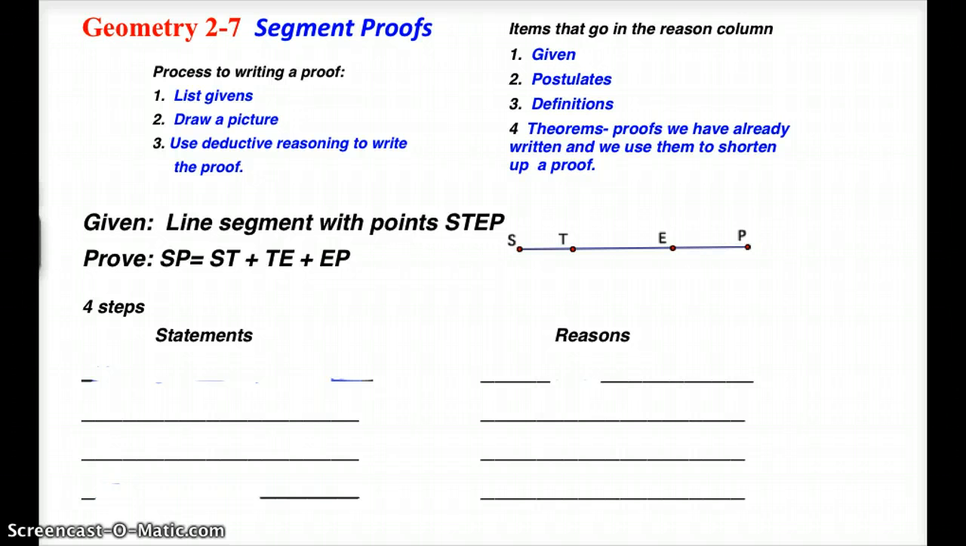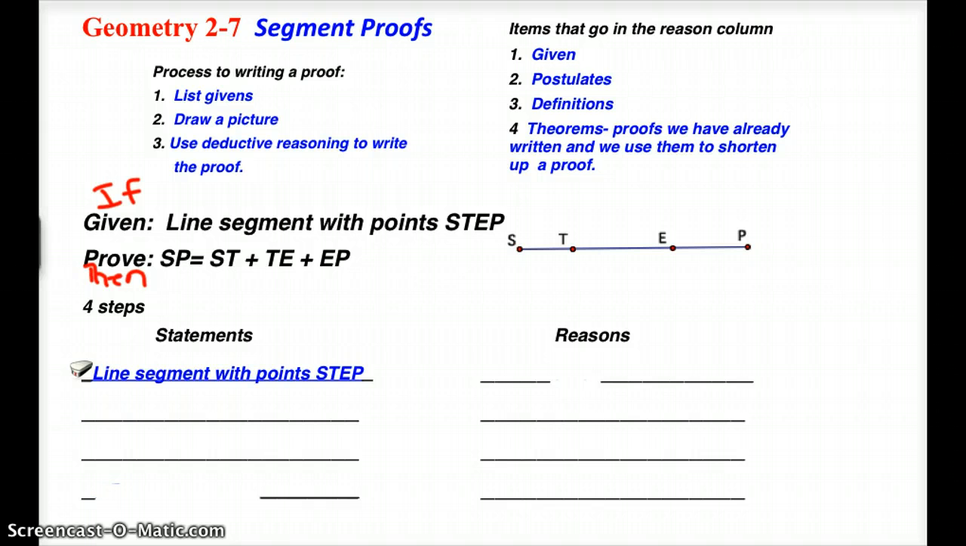Remember at the beginning of this chapter, we had if-then statements. The given is really the if part of the if-then statement. If I have a line segment with points S, T, E, P, then the prove is SP equals ST plus TE plus EP. So the prove is the then of the if-then statement. When you go about doing a proof, the first thing you should do is take your givens and write them down. That would be in step number 1.